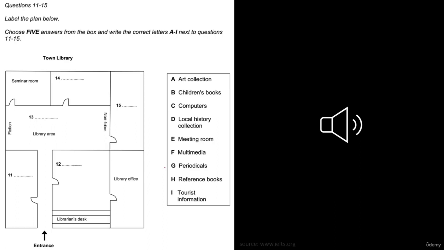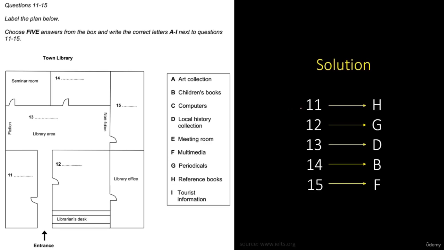Yes, thank you, sir. All right, so we are back here. Let's see the answers. I hope you're ready with your book and your answers after listening to the audio. So the answer for the first one, which is 11th, is H. Well, pretty far from what we guessed. Reference book. For 12th, we have G, which is periodicals. 13th is D, which is local history collection.